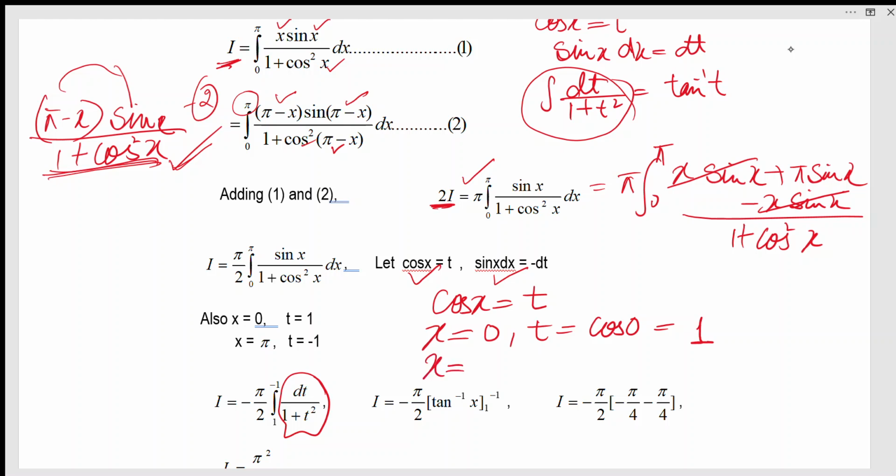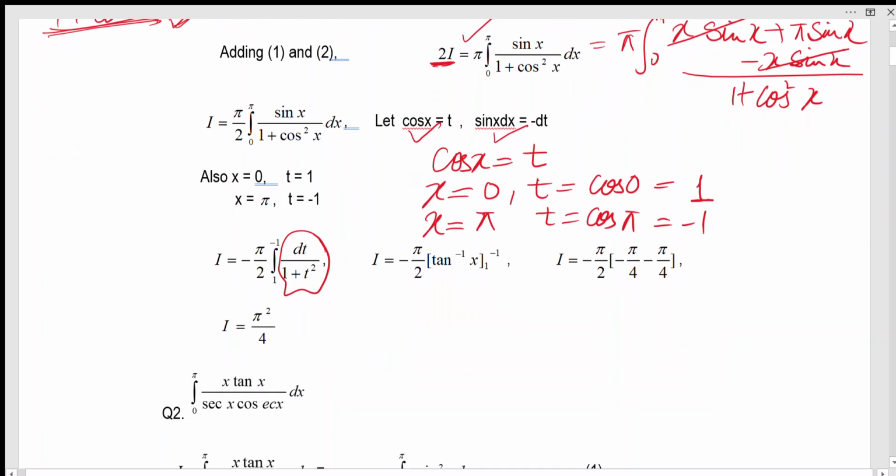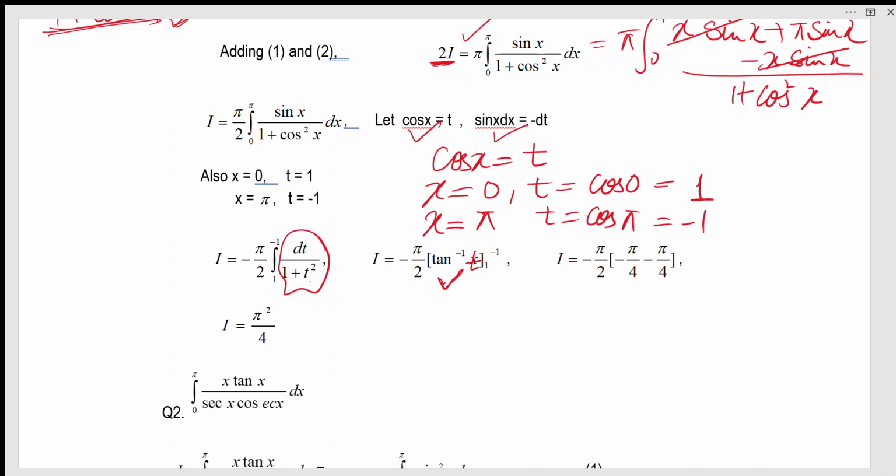And when x is equal to pi, t will become cos pi. Cos pi is minus 1, so the upper limit will become minus 1. And we have done the integral over here, dt upon 1 plus t square, that is tan inverse t.